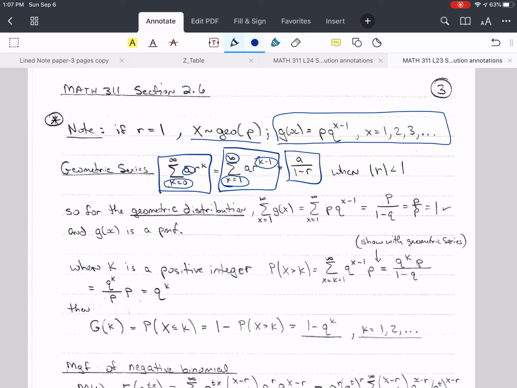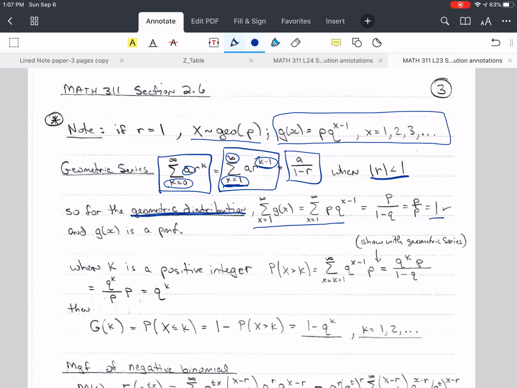So this exponent goes in the opposite direction of where we start here. If where we start goes up, then this goes down. All right. And remember that the absolute value of r is less than 1. Now, for the geometric distribution, we can look and verify that we do have a PMF.